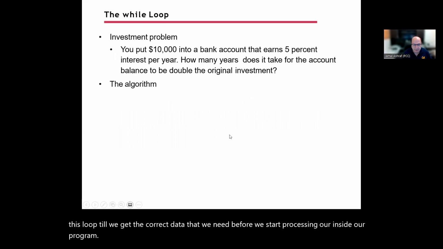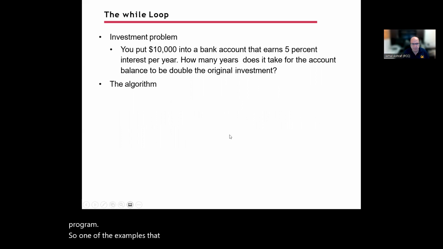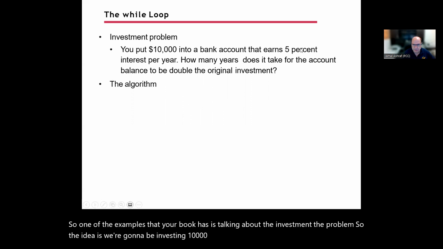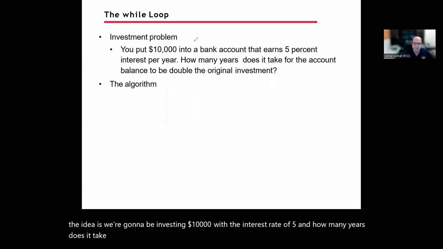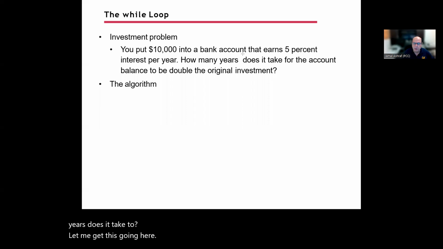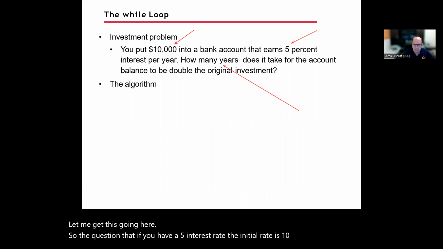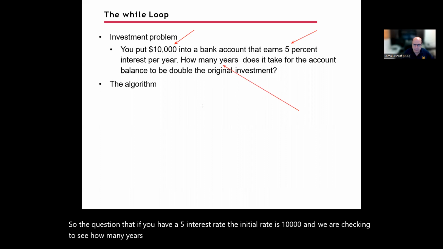One of the examples that your book has is the investment problem. So the idea is we're going to be investing $10,000 with an interest rate of 5%, and how many years does it take to... So the question is, if we have a 5% interest rate and the initial balance is 10,000, how many years does it take for my money to double?